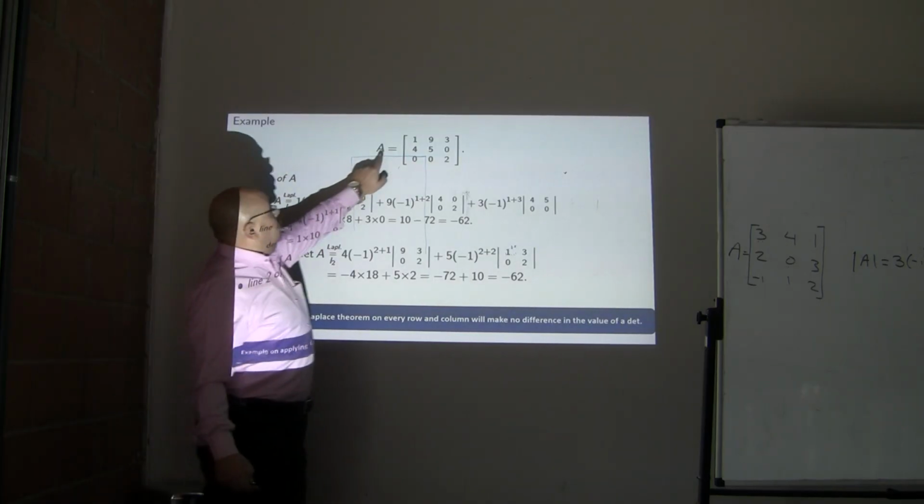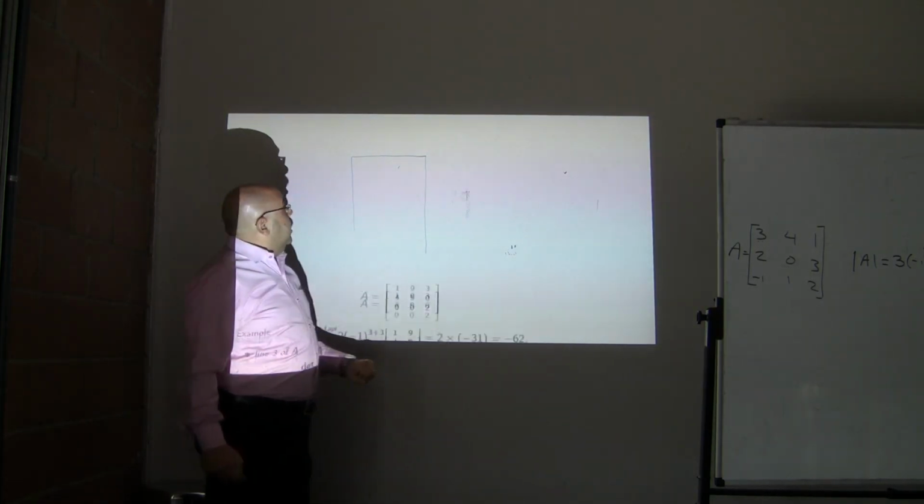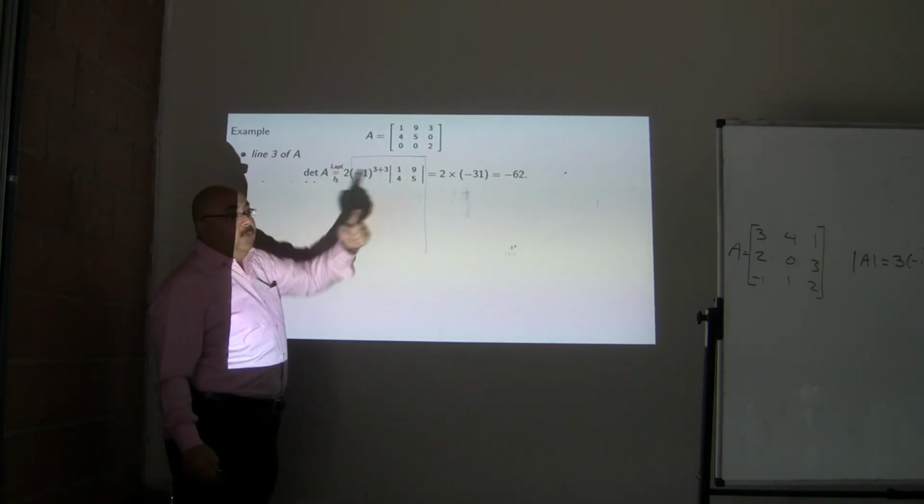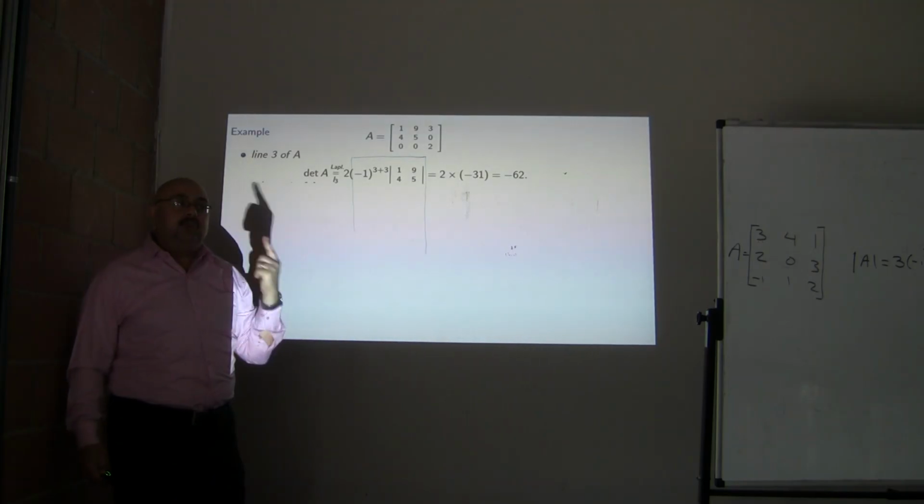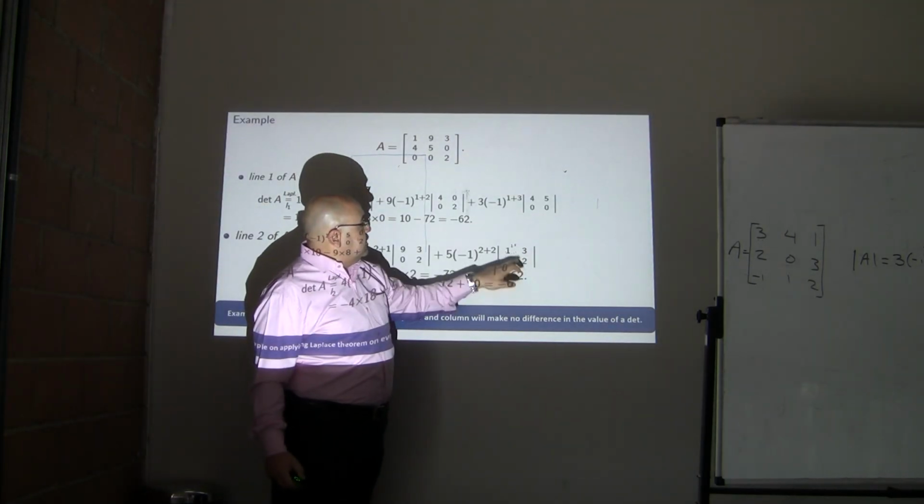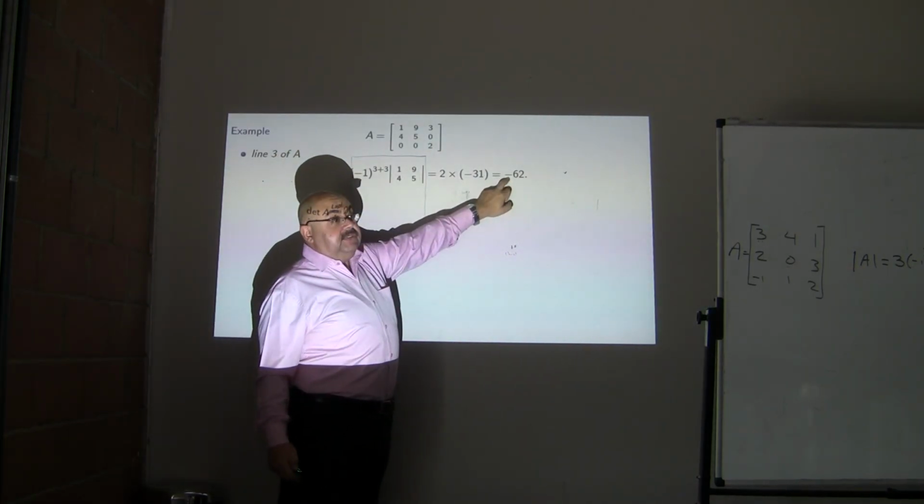So all I have to do is to evaluate the value of this determinant using the second line. Okay, if I want to evaluate using the third line, there is just only one determinant, this is why we choose it. Same result as the previous slides. This is negative 62, negative 62. That's the third row, negative 62.